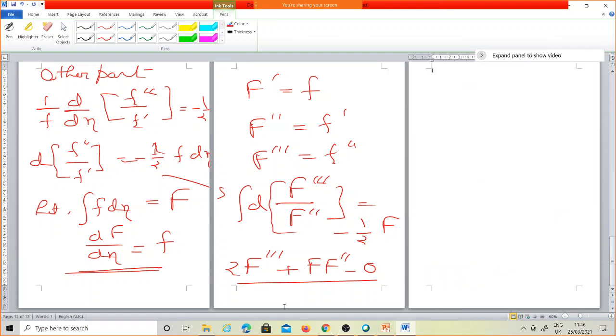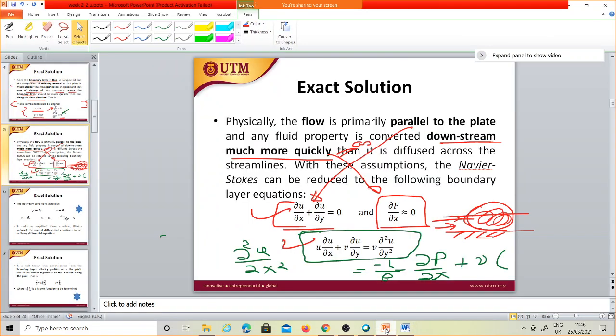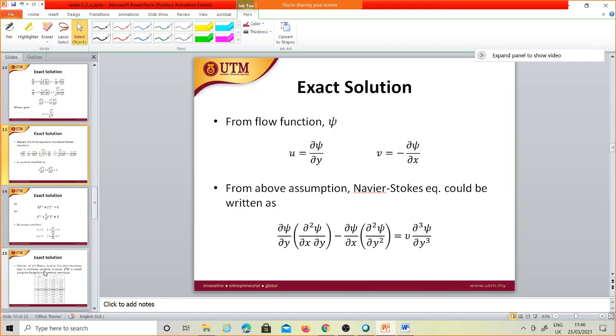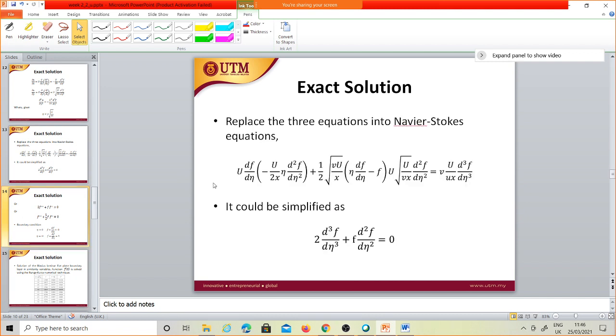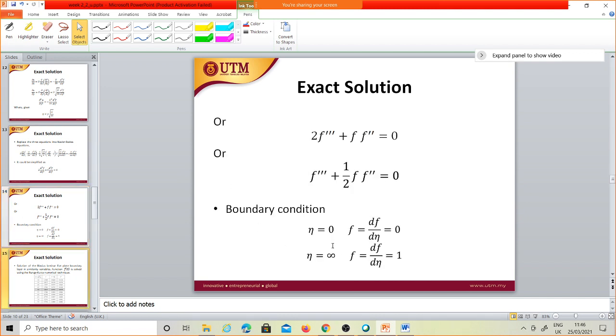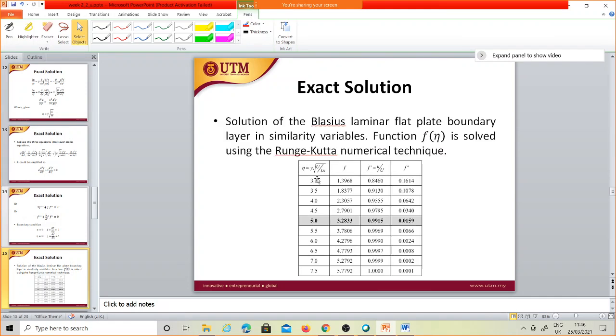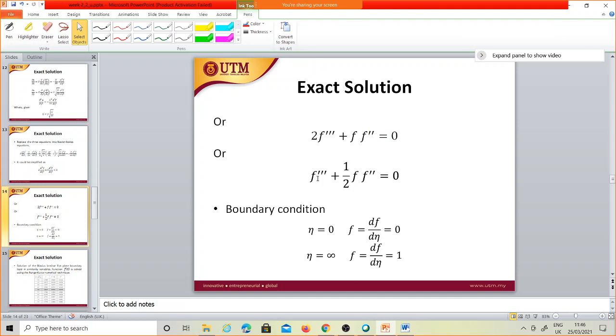Now I go back to the slide. They do lots of things, but it's not clear, so that's why I try to derive it properly. And at last, you will get the same result here. But here they use small f, but it should be capital F. Otherwise, it's confusing. So you can see that we have 2F''' plus FF'' should be 0.